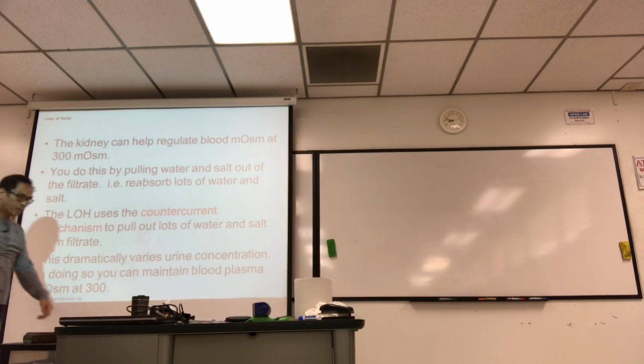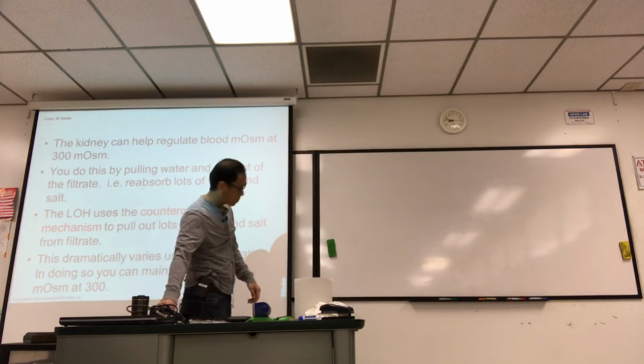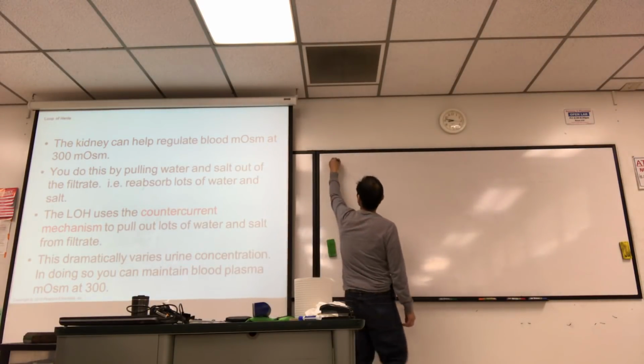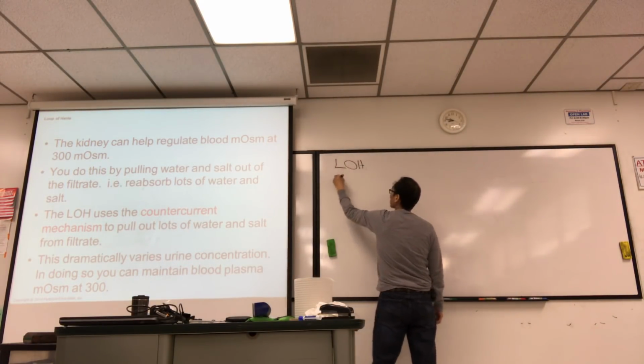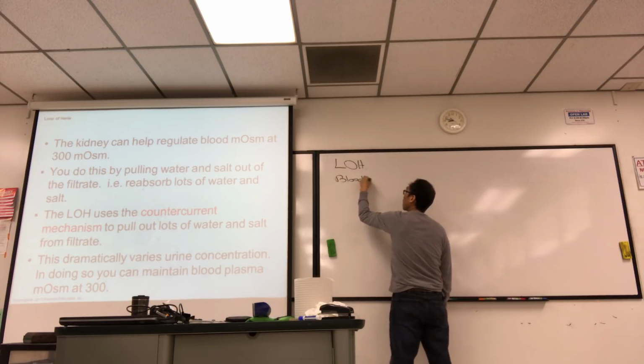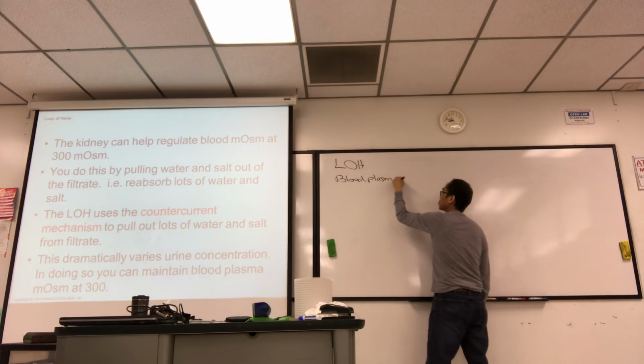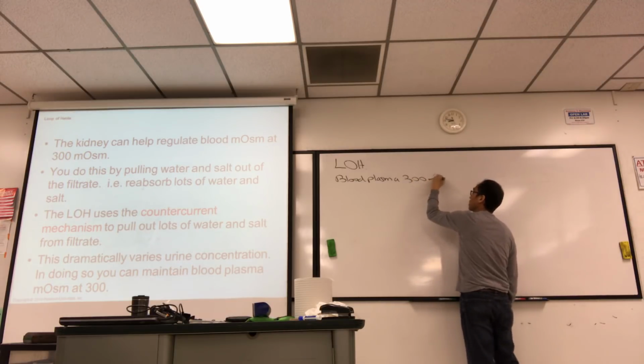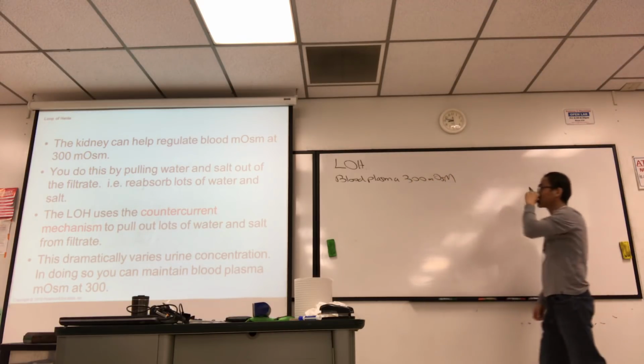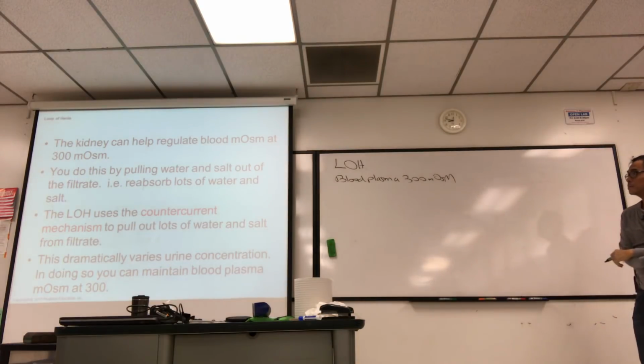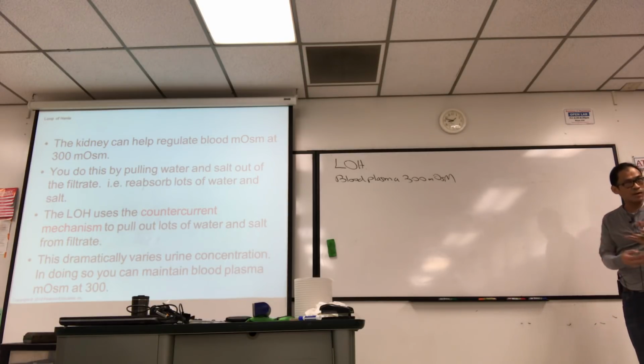Okay, so the terms used in the book, loop of Henle, LOH. Blood plasma concentration is 300 milliosmolar. Osmolarity is just molarity. Molarity is concentration. Osmolarity is biological concentration because the saltiness of the blood affects osmosis, osmolarity.